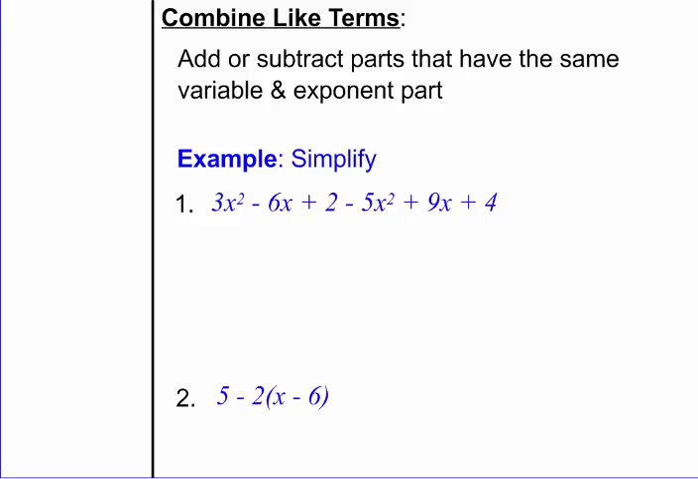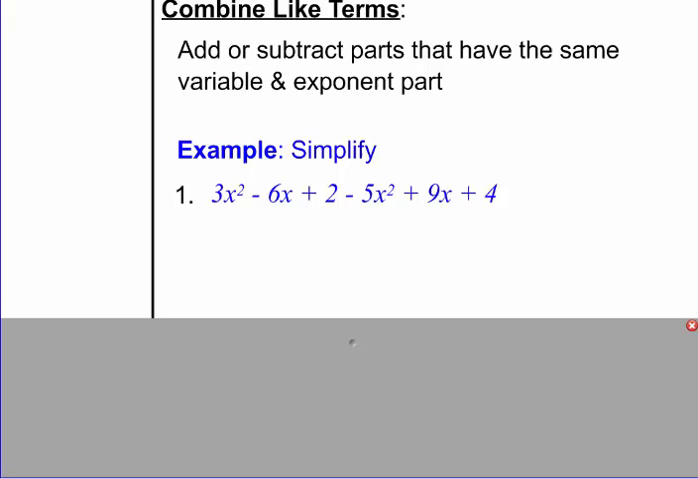So there's two examples here that we're going to look at, and we're combining like terms. Let's just look at one at a time. Okay, so combining like terms, we want to add or subtract parts that have the same variable and exponent parts. So if you look at this expression, number 1, we have x squareds in the problem. We also have x's in the problem. Difference is the x is not the same as an x squared. Those are different kinds of variables.